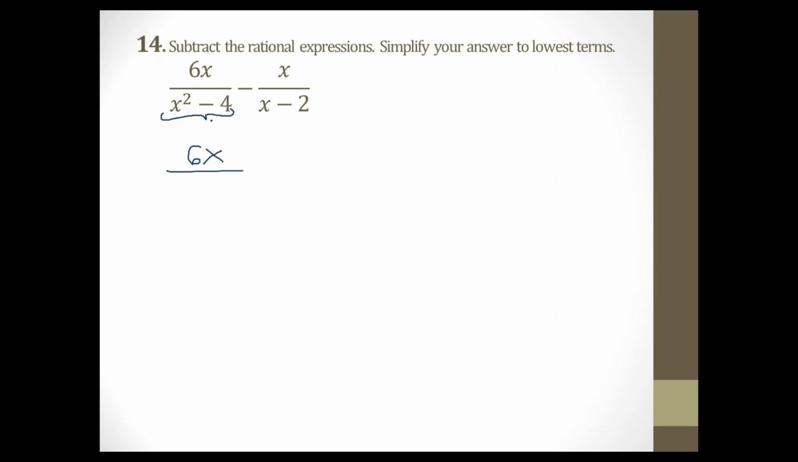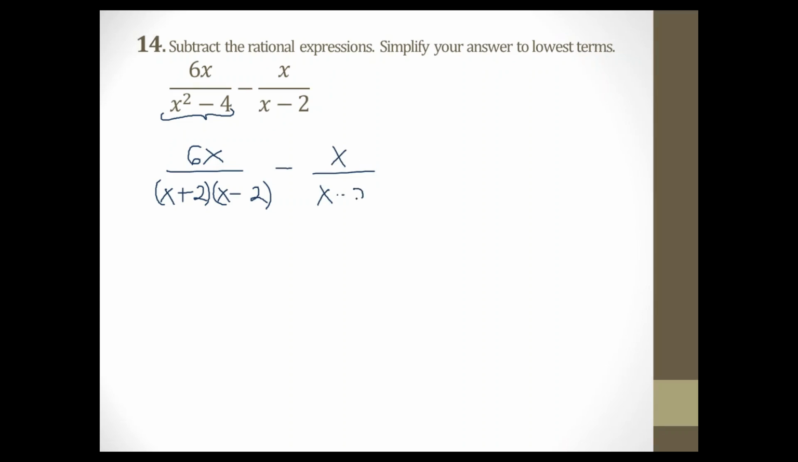x squared minus 4, that will be the difference of squares, and you factor that by taking the square root of the first term and the last term, which is an x and 2, x and 2, and then you just need opposite signs. And that would be x squared minus 4 in factored form.